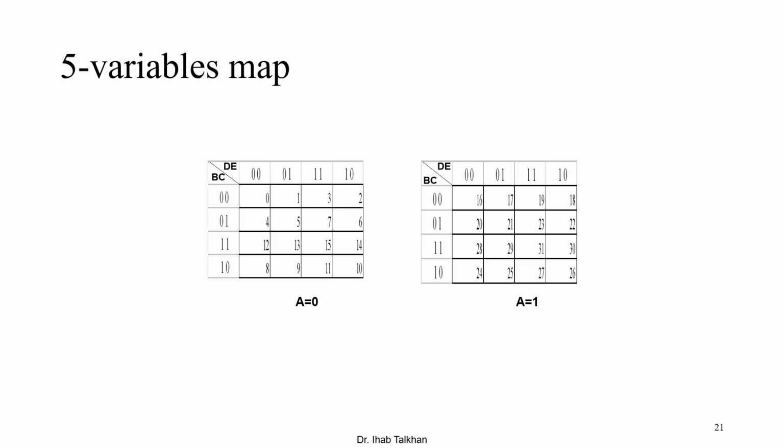This slide here is just repeating the same thing. I'm doing 5 variable maps, so we have two maps, one equal to 0 and one equal to 1, and next we're going to give you an example of how to deal with such a situation.